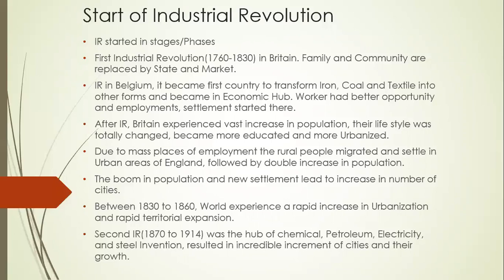Between 1830 and 1860, all over the world, there was a rapid increase in urbanization and a rapid increase in territorial expansion. The second industrial revolution, which started in 1870 and ended in 1940, was a hub of chemical, petroleum, electricity, and steel invention, and it had resulted in the incredible increment of cities and their growth.